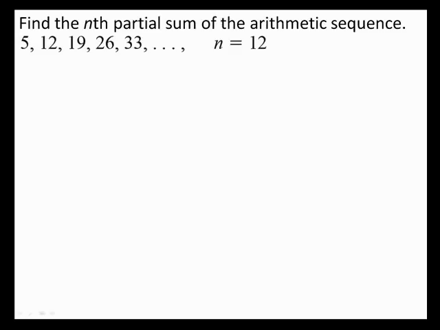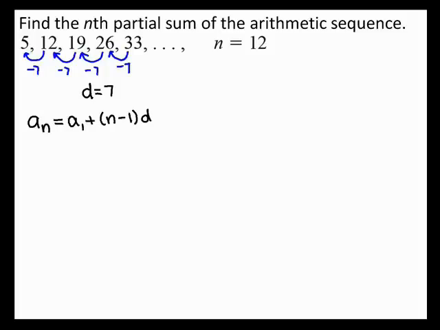Find the nth partial sum of the arithmetic sequence 5, 12, 19, 26, 33. N is equal to 12. To get from 33 to 26, 26 to 19, 19 to 12, and 12 to 5, we must subtract 7. So D is equal to 7. Use the formula a sub n is equal to a sub 1 plus the quantity n minus 1 times D.